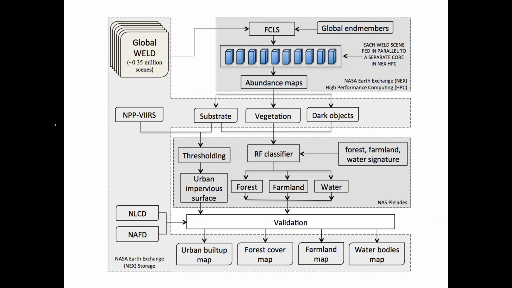This is the flow chart showing the process by which the global data was planned to be analyzed, and essentially after unmixing is done, we used a random forest classifier, and then we had different benchmark data sets to validate the current output. So altogether there were 350,000 scenes to be analyzed in the database, which is a huge amount of data.